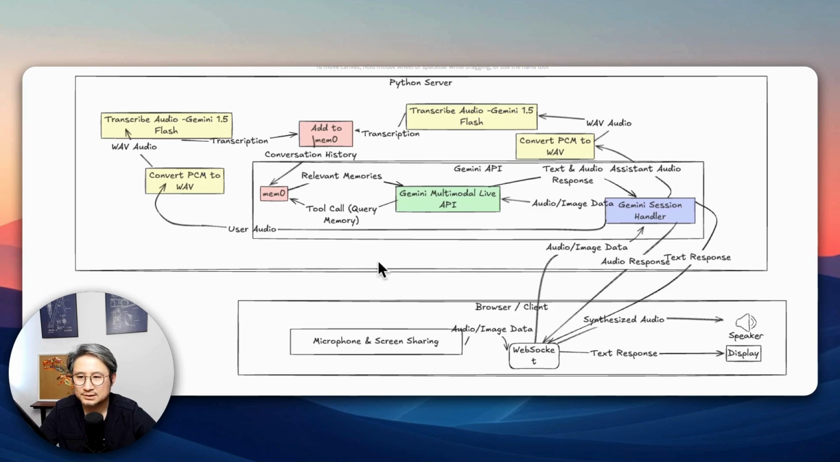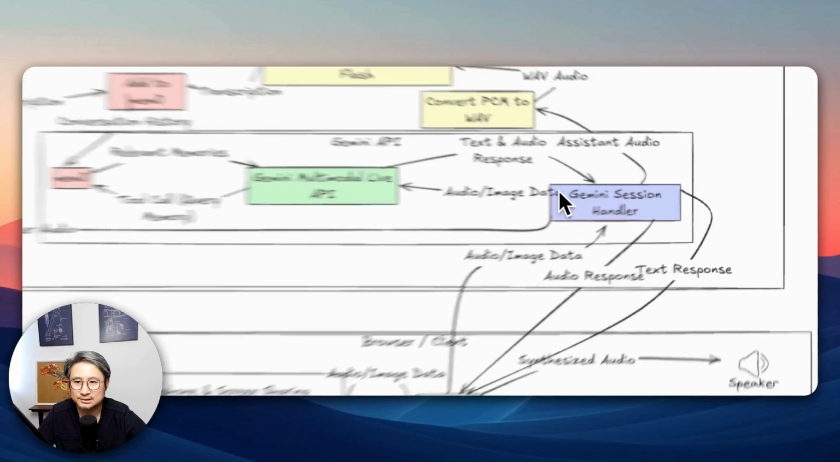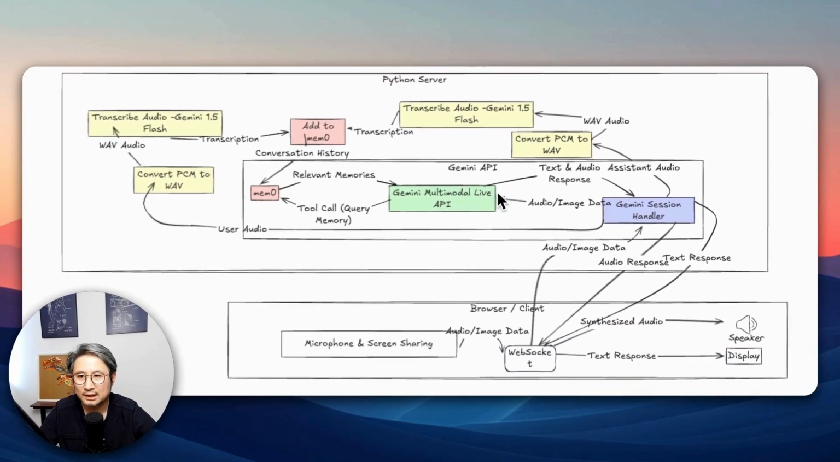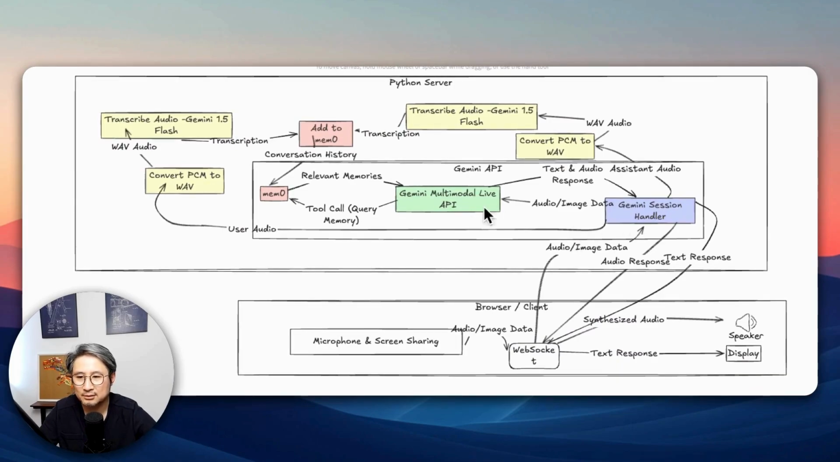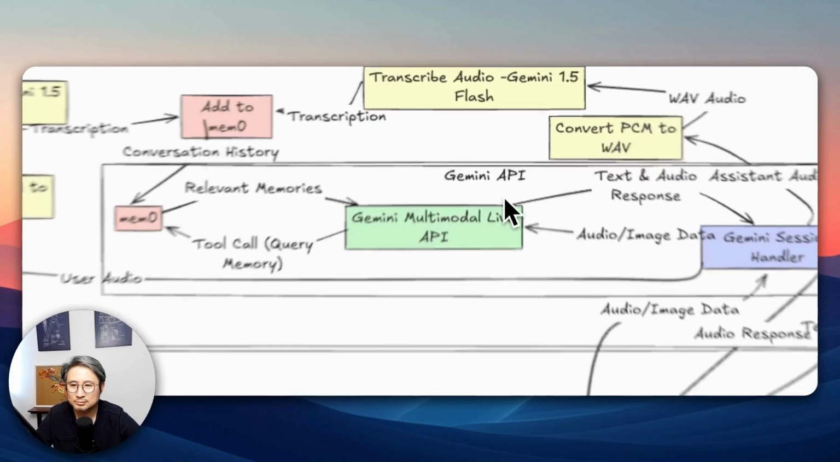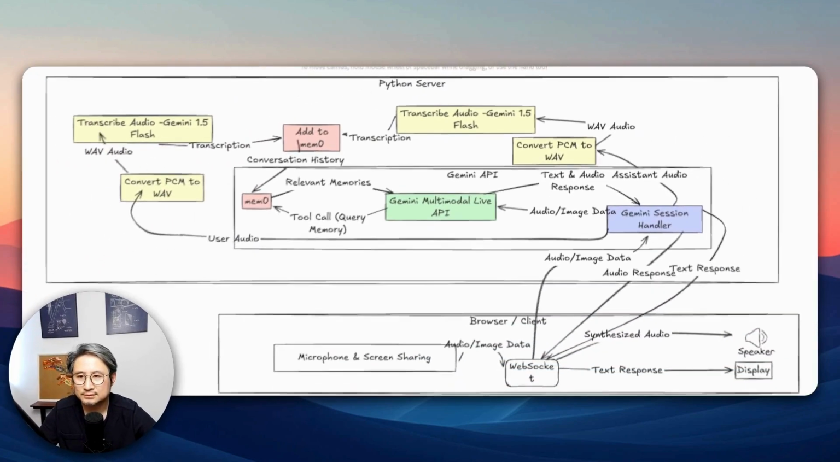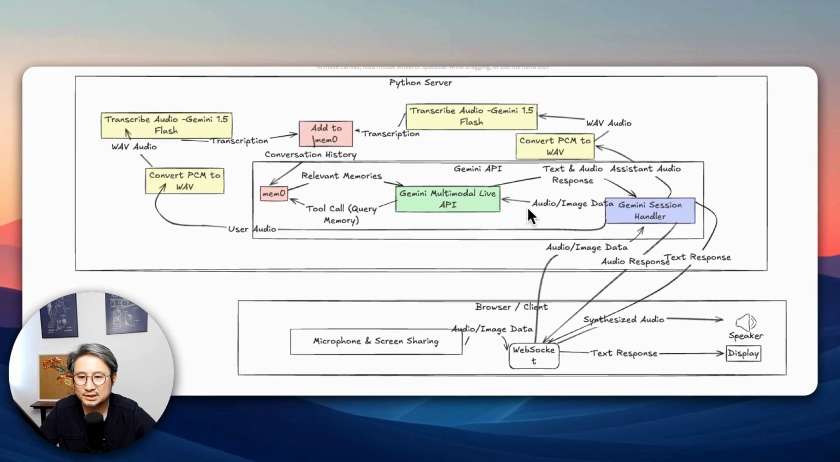The key part is the Python server. The Gemini session handler is the center component on the server. It manages the connections to the Gemini API and orchestrates the entire process. The Gemini Multimodal Live API section represents the interaction with the Google Gemini endpoints. It receives the audio and image data from the client.